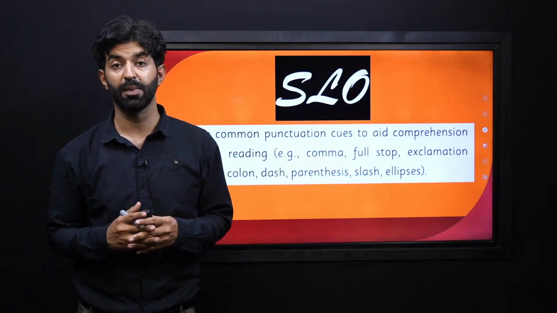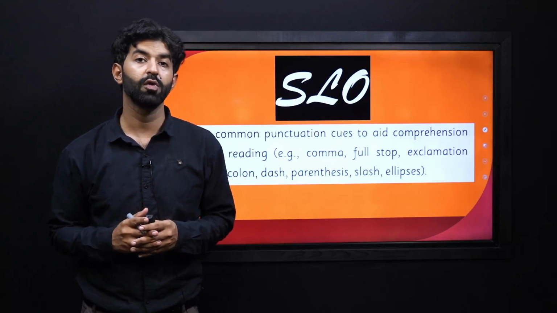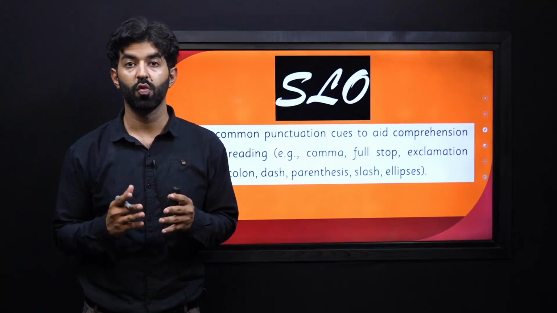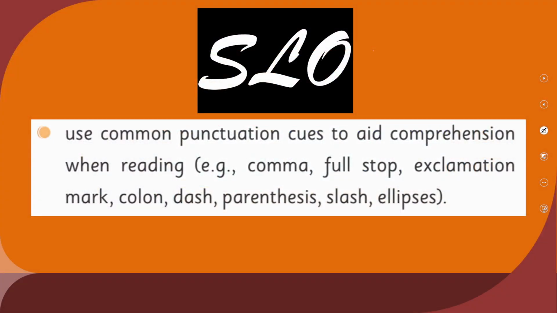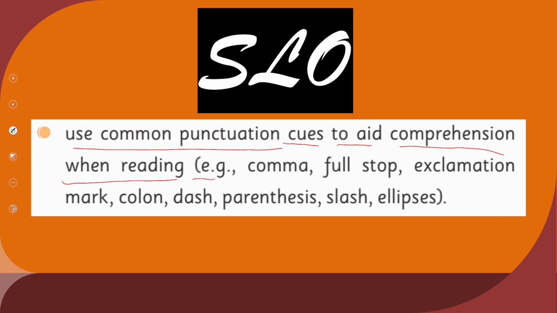Let's see what punctuations we are going to see and how we can learn them one by one with some examples. So our student learning outcome is: use common punctuation cues to aid or help comprehension when reading, like comma, full stop, exclamation mark, colon, dash, parenthesis, slash, and ellipsis.